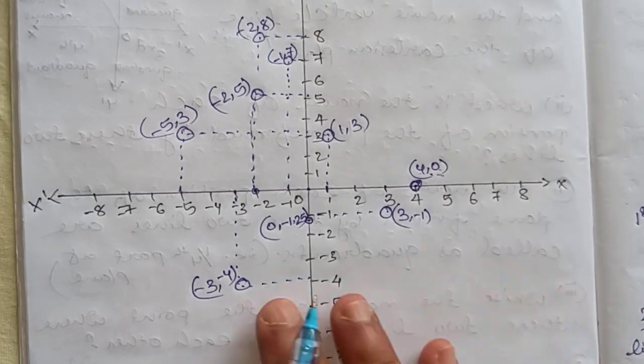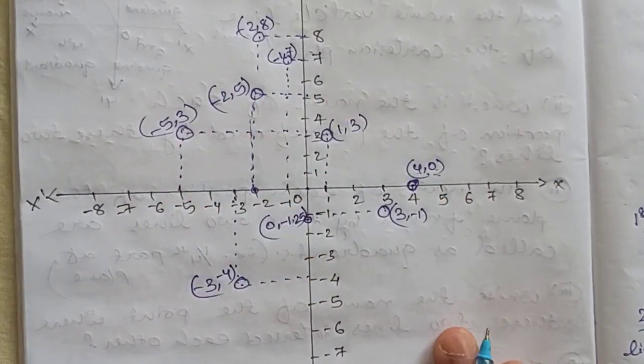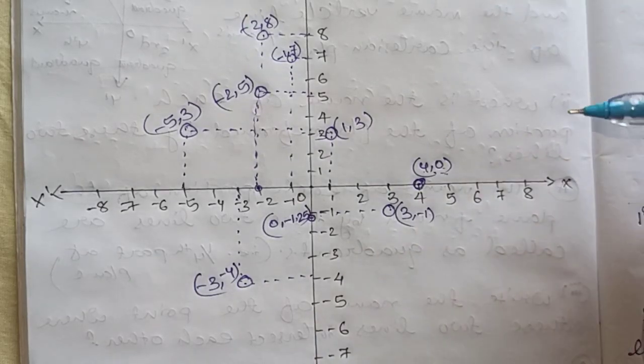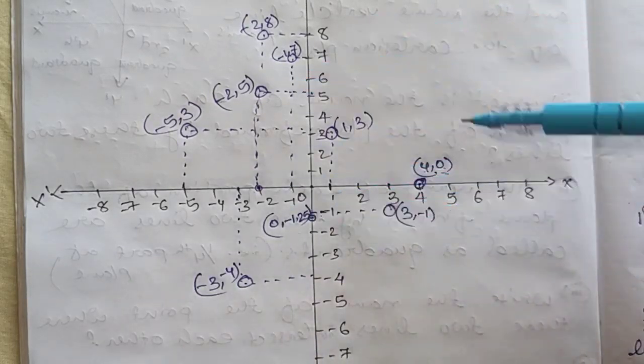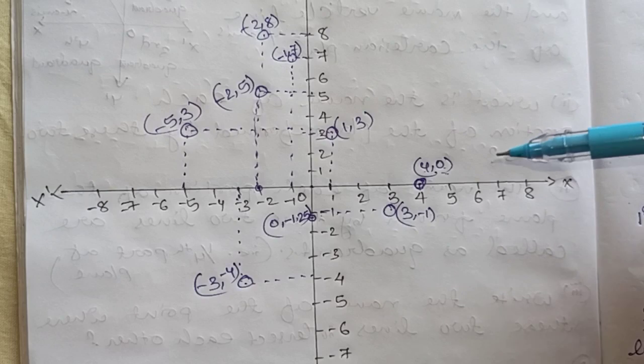Okay, so like this you will plot the coordinates on graph paper so that it will be easier to locate the points on the Cartesian plane.